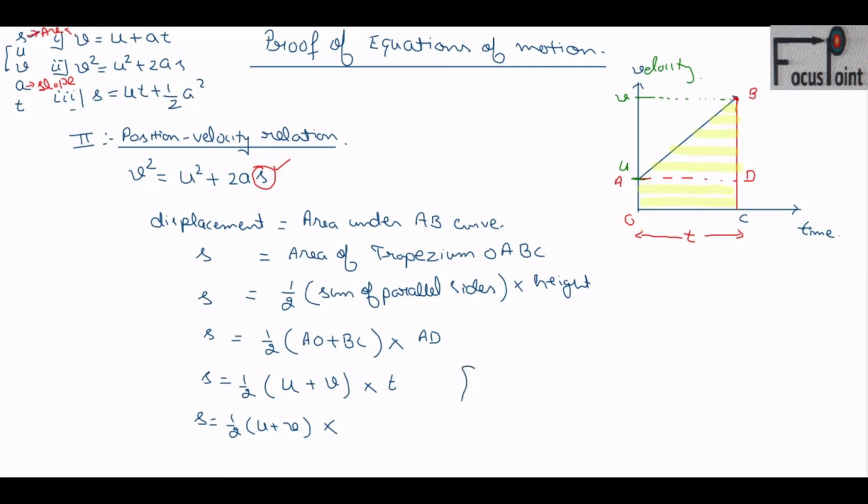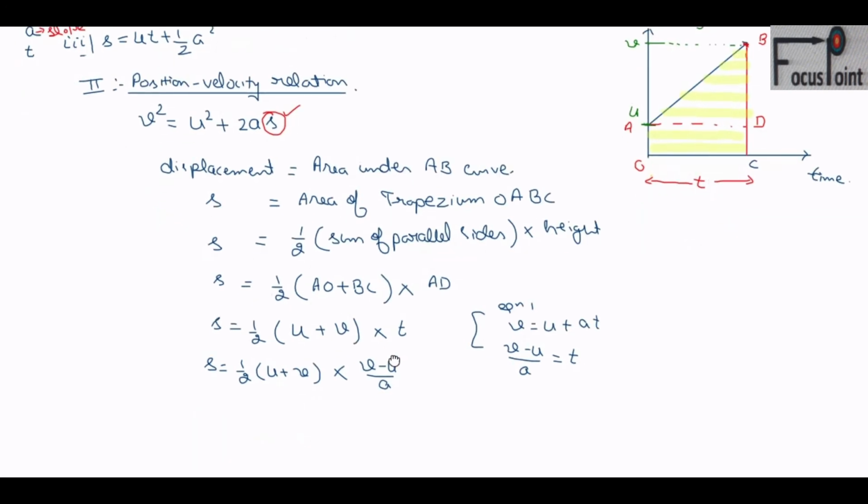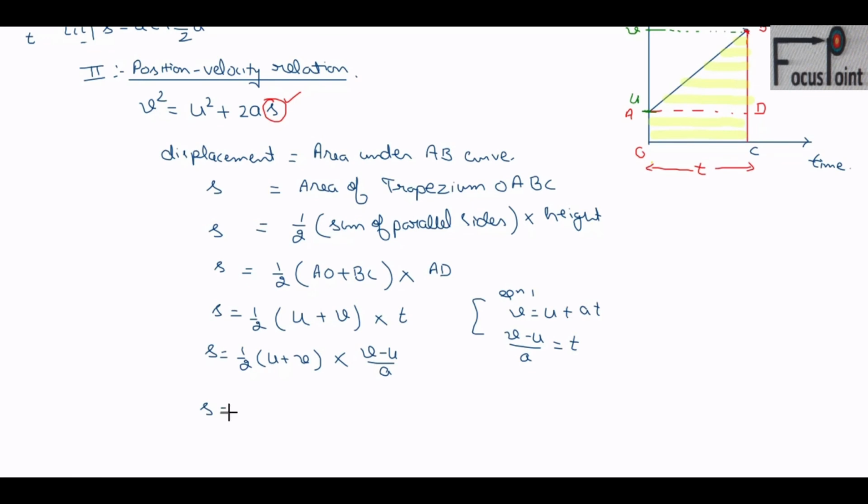Okay, so here I am writing. First equation, equation 1, was V is equal to U plus AT. From here you can see that V minus U over A will be equal to T. This value of T I am putting over here, so it will become V minus U upon A. So total displacement is now 2a in the denominator, and U plus V I'll write as V plus U, because I want to use the identity a minus b into a plus b. So this I am writing V plus U into V minus U.